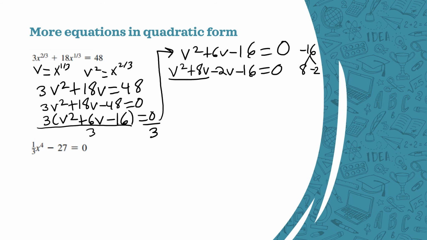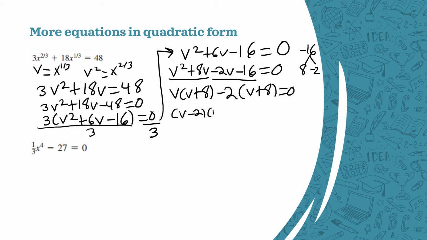So I have two groups here. Out of this group, I can factor out a v and make it v plus 8. This group, again, I have a leading negative coefficient, so I factor out a negative 2, and I get v plus 8. So now that gives me v minus 2 times v plus 8 equals 0. I set these both equal to 0. v is going to equal 2, and v is going to equal negative 8.